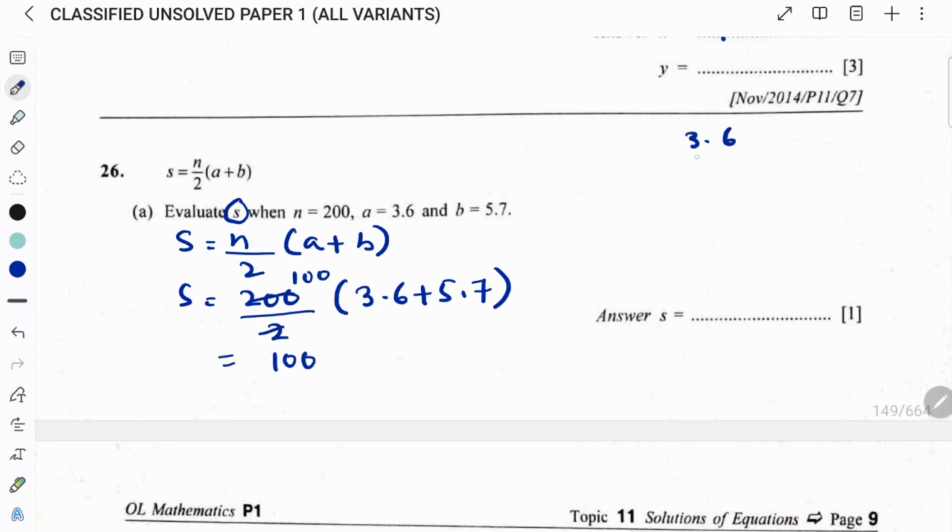3.6 and 5.7. So 6 and 7, 13, and 3 plus 1, 4, 4 plus 5, 9, 9.3. So 9.3 times 100 is 930, which is the answer for this question.